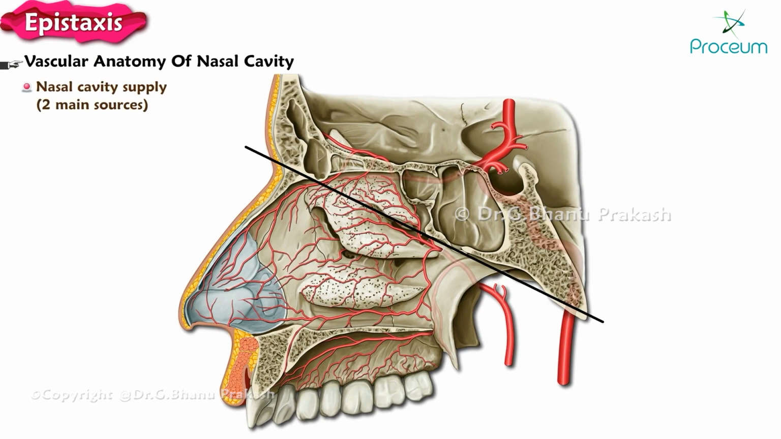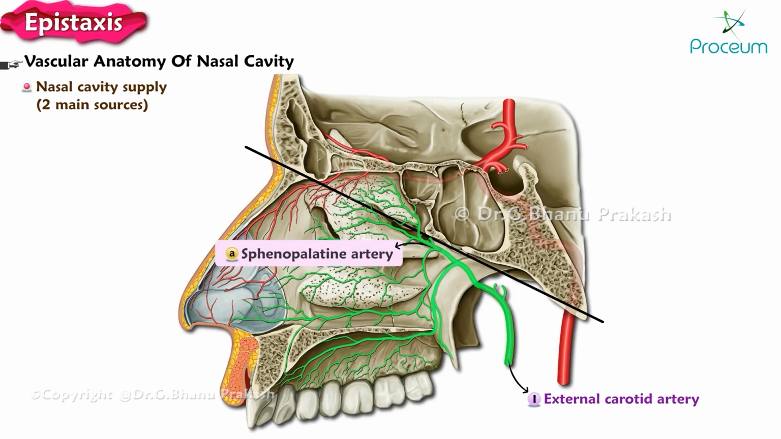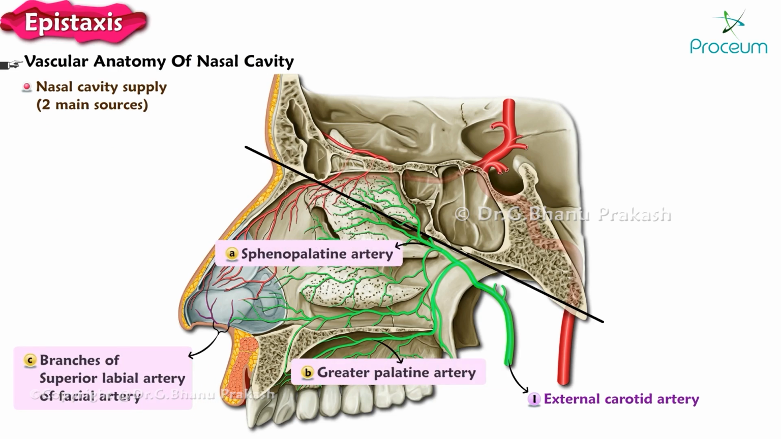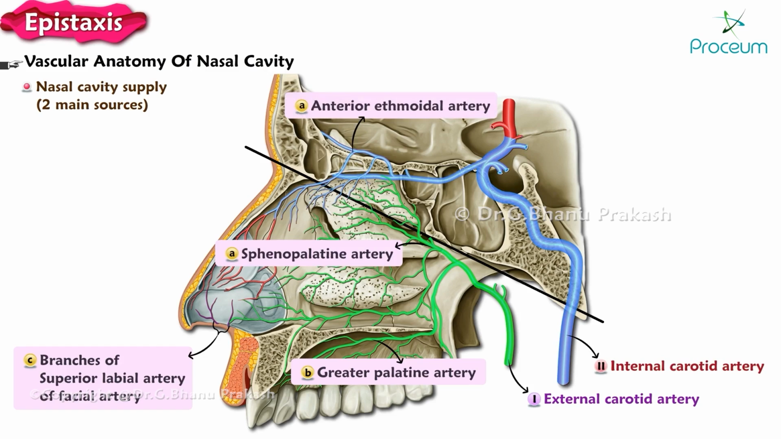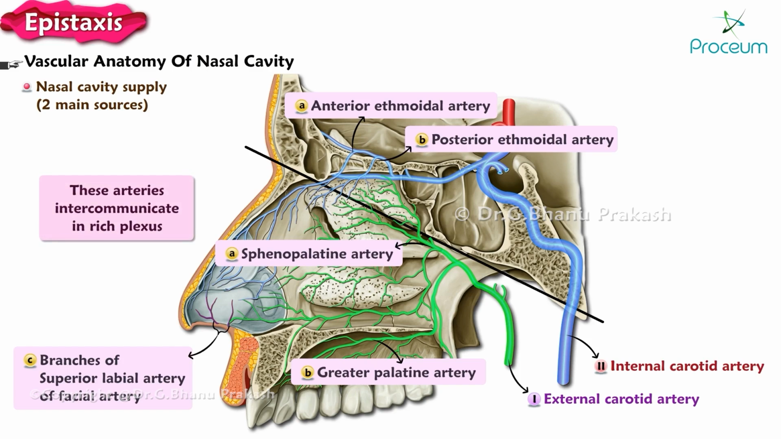The nasal cavity is basically supplied from two main sources. 1. Branches of the external carotid artery: A. Sphenopalatine artery. B. Greater palatine artery. C. Superior labial branch of the facial artery. 2. Branches of the internal carotid artery: A. Anterior ethmoidal artery. B. Posterior ethmoidal artery. These arteries intercommunicate in a rich plexus.